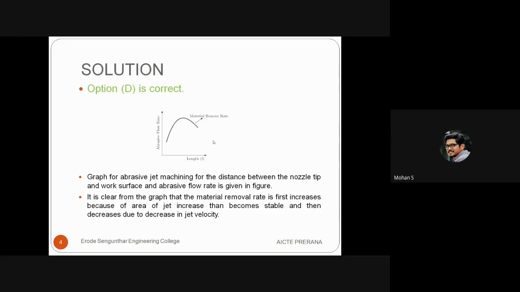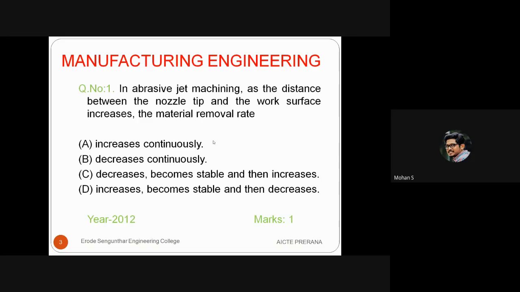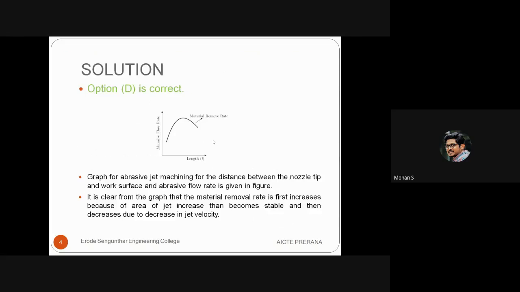So please note it down. Just note the question and then write the answers alone. No need to note down all these points. Just write the answers alone. The option is D: it increases, then it becomes stable, and then finally it decreases. That's your answer. Let us move on to the next question.